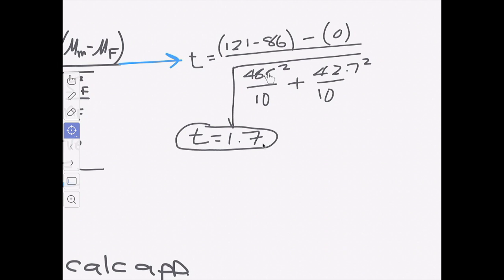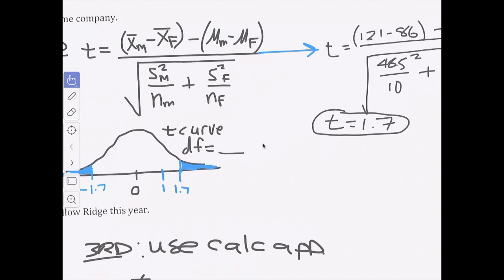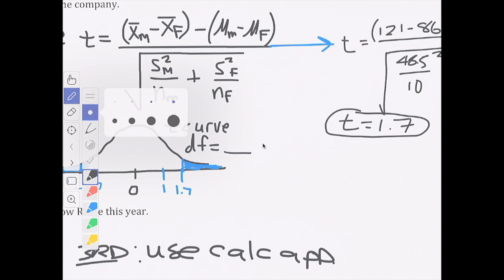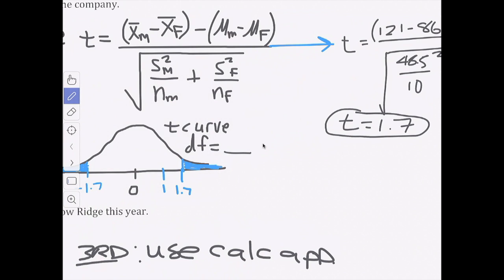So once again, because the standard deviations are relatively close to each other, we can do something that's called pooling in statistics, which gives us a very simple formula to figure out our degree of freedom. So the degree of freedom here would be the number of males plus the number of females minus 2. So 10 plus 10 minus 2 would be a degree of freedom of 18. And that'll help us figure out our p-value.